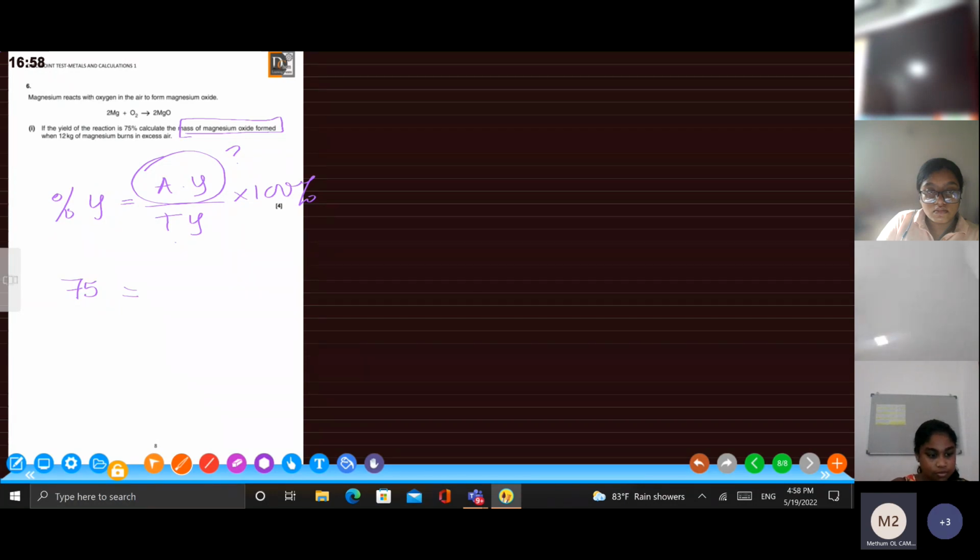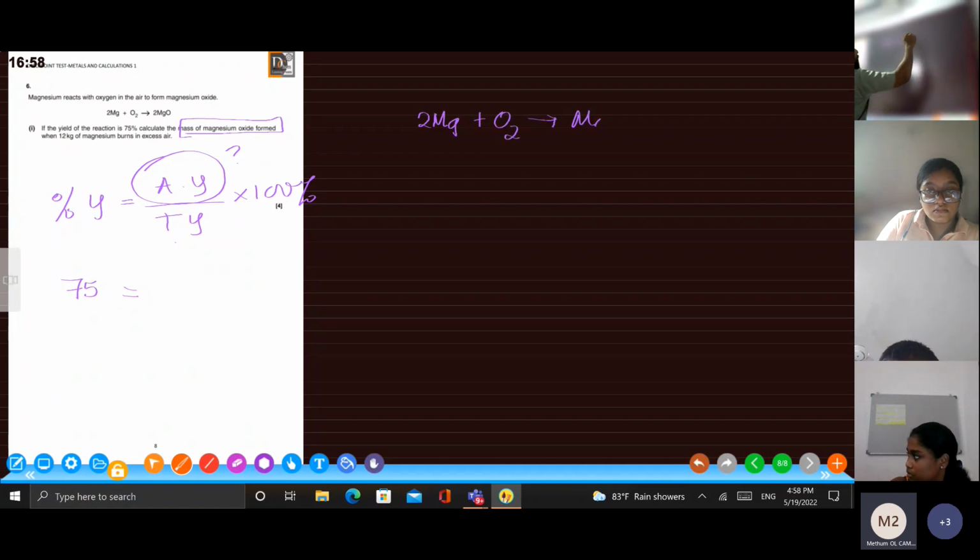Okay, so this is the last thing you need to find. But in order to find that, you need to know the theoretical yield. So we need to apply stoichiometry. All these calculations are working around stoichiometry and moles. We write it the same way: capital M, moles don't know. Mass of magnesium is given, 12 kilograms. That's enough for us.